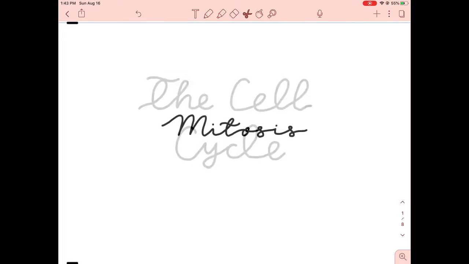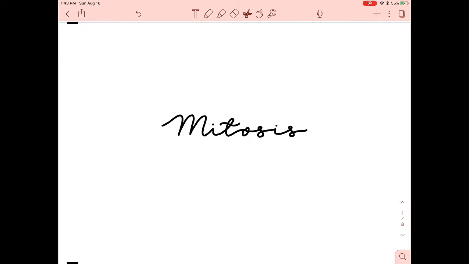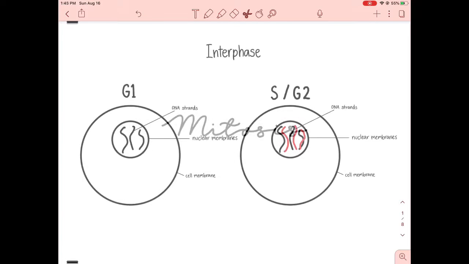We will start with mitosis. Mitosis is the process of cell duplication. It is for growth and repair, and every cell uses it except gametes. The first step is interphase. In this stage, there are three phases, G1, S, and G2.